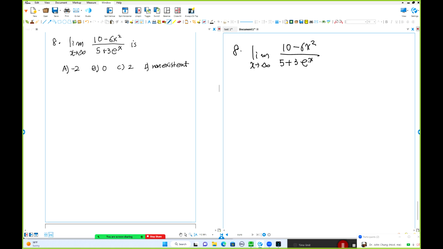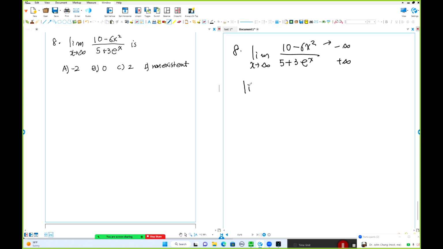The numerator is what? Negative 6 times infinity squared is negative infinity, right? So this one is negative infinity still. The denominator, 5 plus 3e to the x, is positive infinity. So negative infinity over positive infinity. How much is this one? Undefined, right? But since this is undefined, we can use L'Hopital's rule. Is it okay?